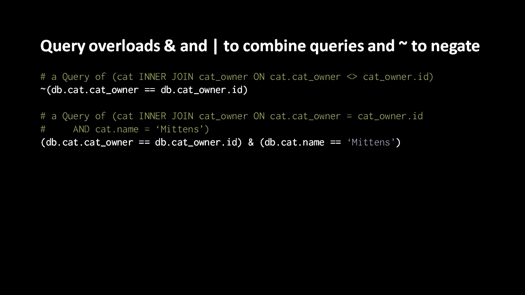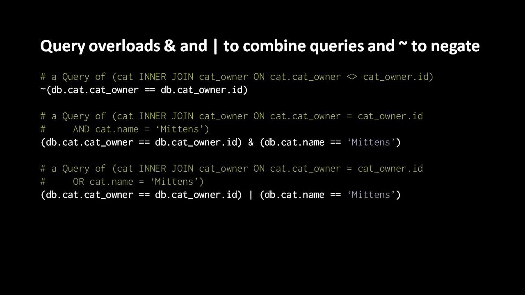And both must be true for the whole predicate to be true. So it's selecting for only those rows where cat.catOwner equals catOwner.id and cat.name equals mittens. Any row in the joined table where that's not the case gets excluded from the result set of rows. Understand that in this example here, the parentheses actually aren't necessary because the equality operator has a higher precedence than the ampersand operator. I just included the parentheses for clarity.